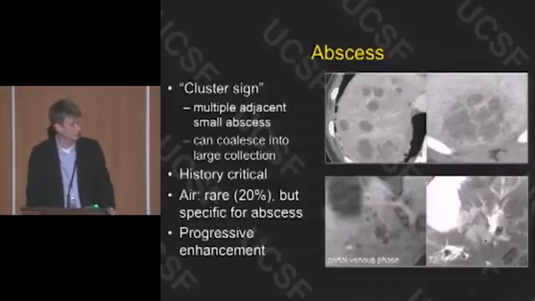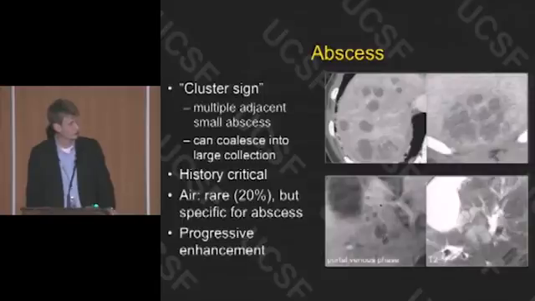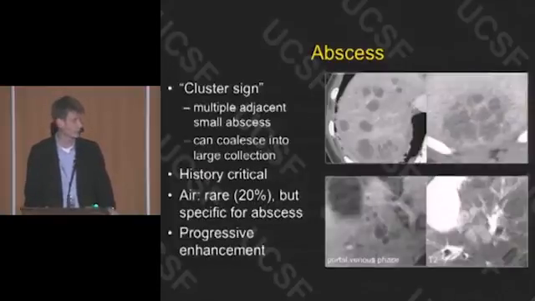That's very suggestive of an abscess. You can see here there's multiple T2 bright lesions, nodules adjacent to each other. Here you can see that they're rim enhancing post-gadolinium or post-contrast, and this is a cluster sign indicating that this is likely an abscess. Obviously, if you see air, that's really going to hammer home the diagnosis of an abscess, but it's very uncommon. Only in 20% of hepatic abscesses will you actually see air. And also the enhancement pattern in the abscess is there's a lot of fibrous tissue and inflammatory tissue. You'll have progressive enhancement with an abscess.